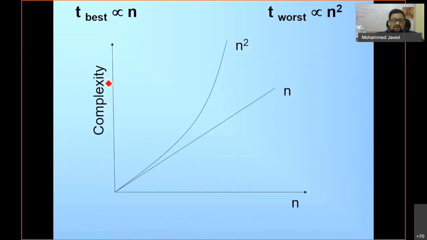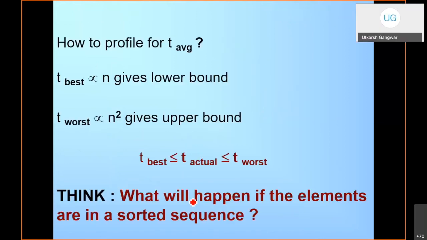So pictorially, the best case and the worst case for this algorithm would look like this. This is the best case, the omega of n, and this is O of n square. This is the running time of this particular algorithm.